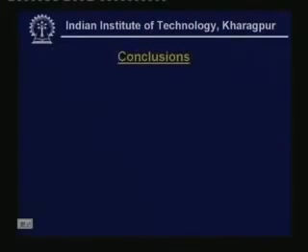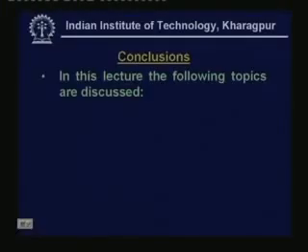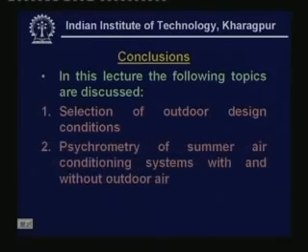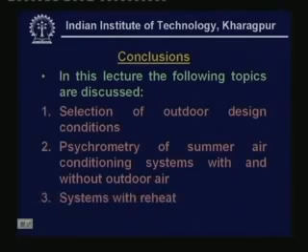Okay. So at this point I stop it, and let us conclude what we have learned in this lecture. In this lecture, the following topics are discussed: selection of outdoor design conditions, psychrometry of summer air conditioning systems with and without outdoor air, and systems with reheat. We will continue this lecture in the next class. Okay, thank you.